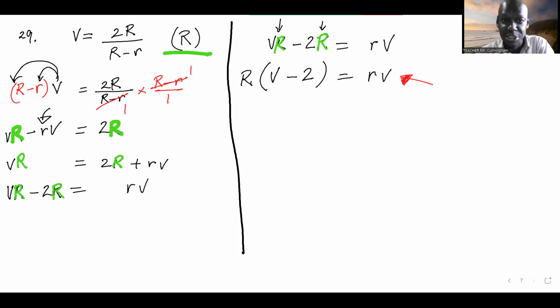Jedidia, correct. Jedidia, you're not easy. Mikhail, no, after you factorize, we got R, open bracket, V minus 2, equal to RV. So you need to give me, Mikhail, what is the answer now? I want the answer now. Send it again.